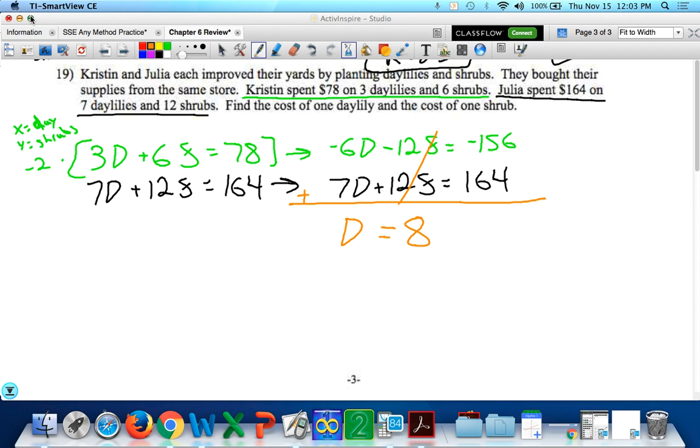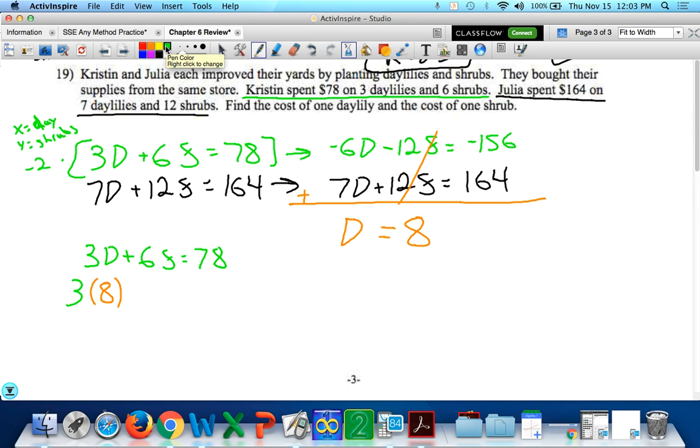That's our first answer. To get our second one, we're going to use this information, okay? We're going to plug 8 in, and I'm going to use that top equation. That top equation was 3D plus 6S equals 78. And I want to plug in this information. 3 times, instead of the variable D, we know what it is. It's 8, plus 6S equals 78. That's going to be 24 plus 6S equals 78.